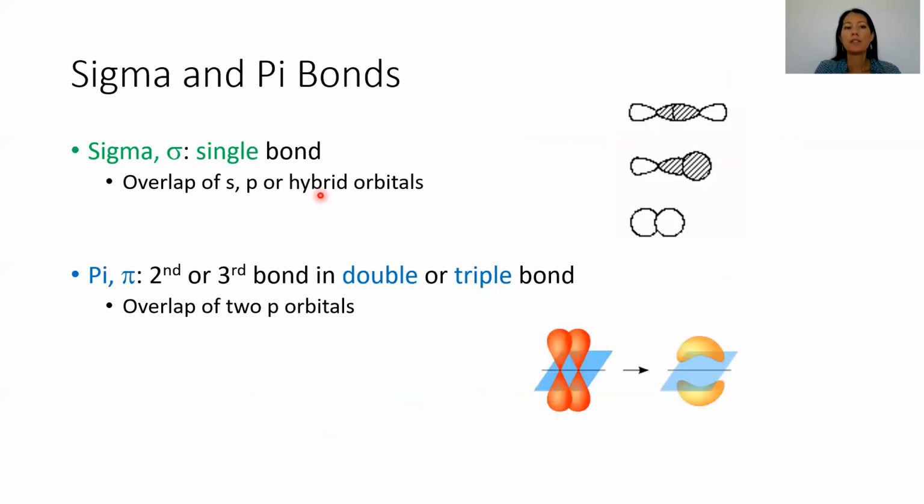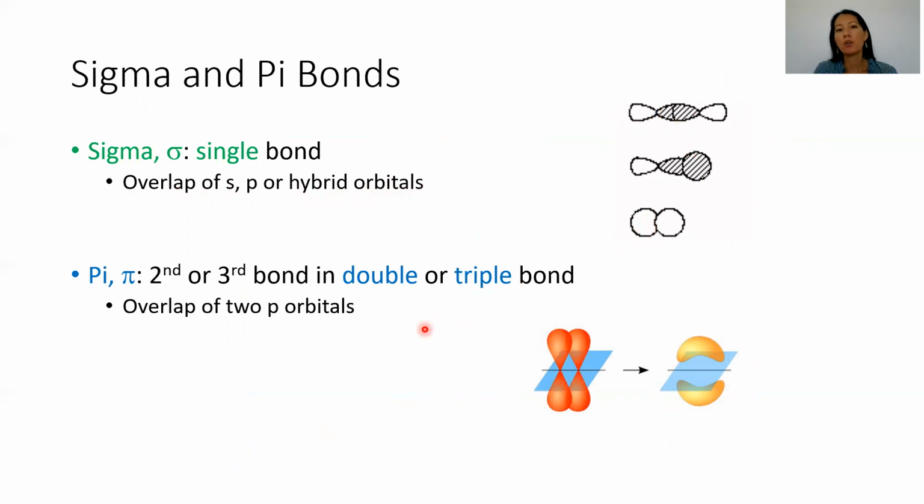Sigma and pi bonds. Sigma, these are single bonds. The first bond you have to have. An overlap of an S or P or hybrid orbitals. You need this direct head-to-head overlap for the electrons to share those electrons.